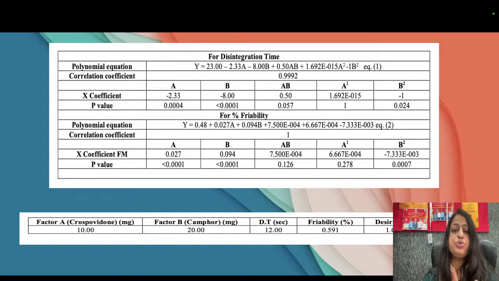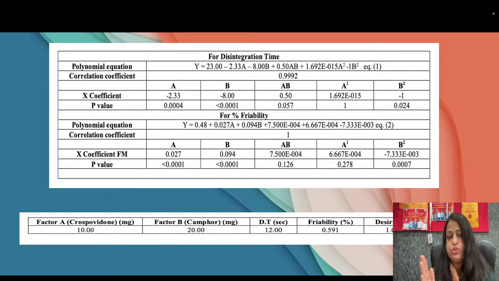So 0.5 is okay because we are not crossing 1, as well as its value is not too less, because we are adding the super disintegrant as well as subliming agent in the tablet. So definitely the tablet will be porous, right? That's why its value of 0.591 is up to the mark.